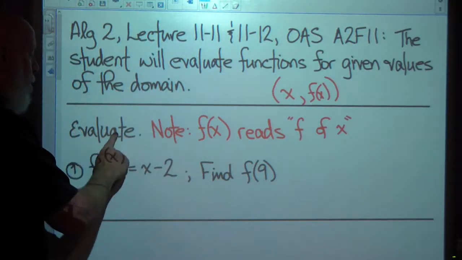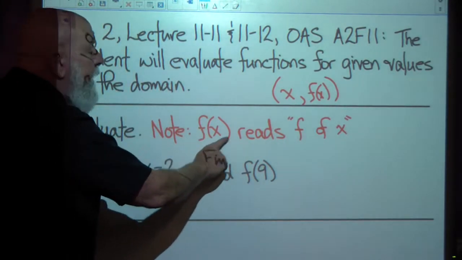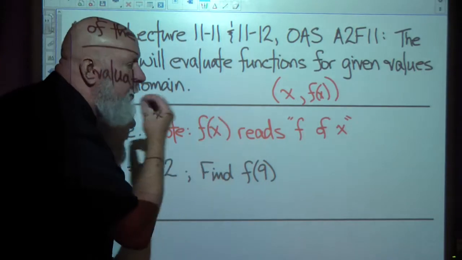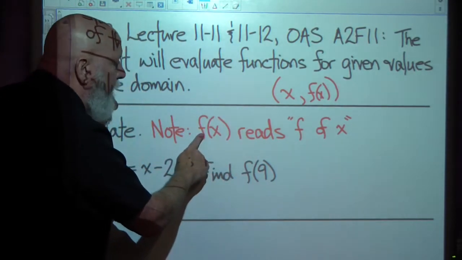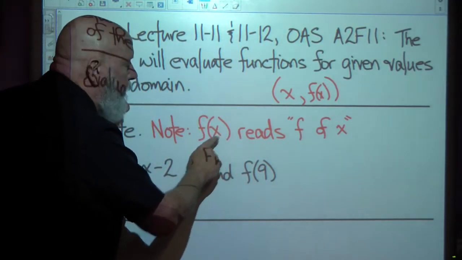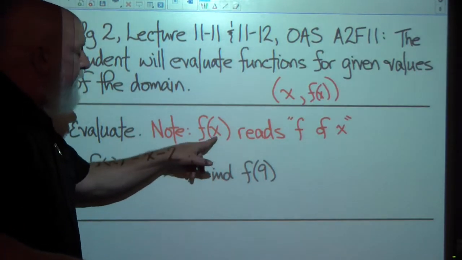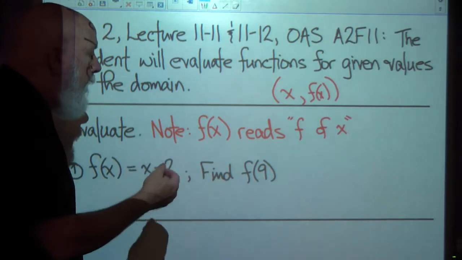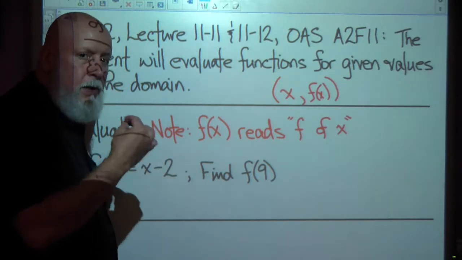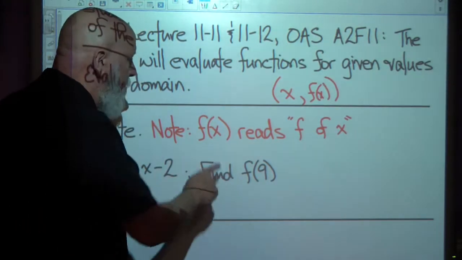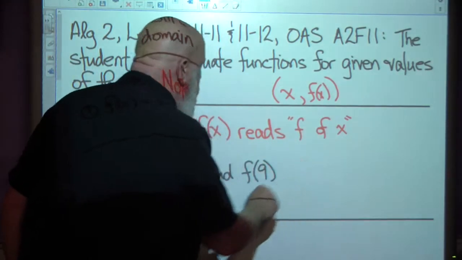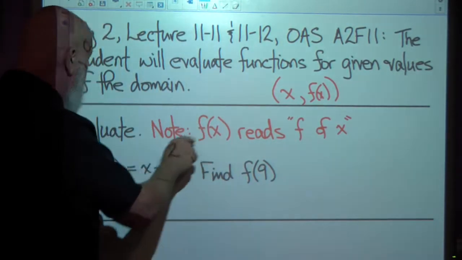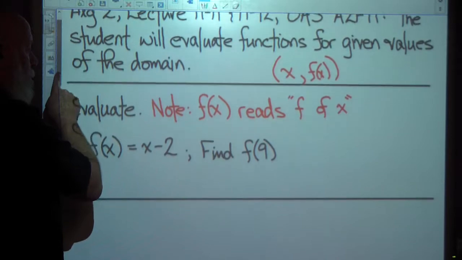So here we go. Evaluate. Note, this symbol right here reads f of x when we speak it. A lot of kids want to say f times x because it looks like f times x. But when our context is function notation, this reads f of x. It's a function of x. And so here we go.